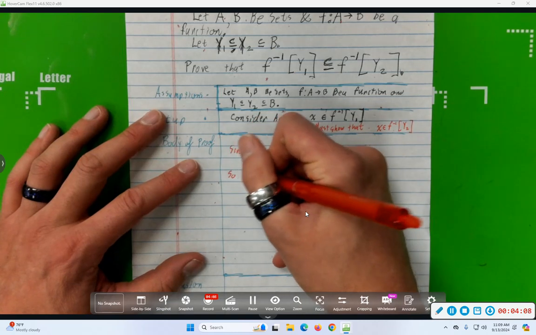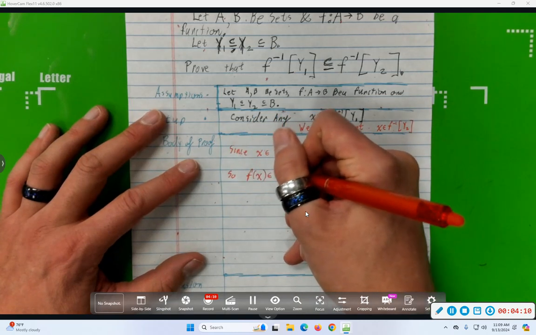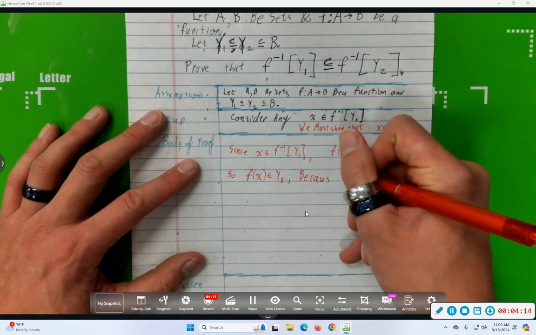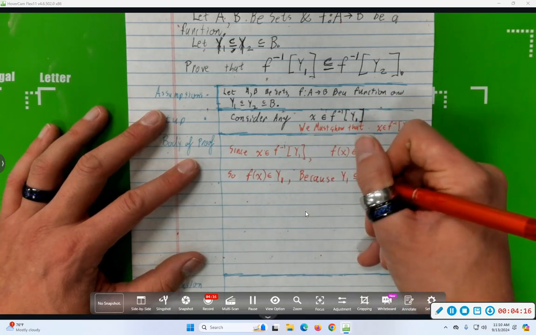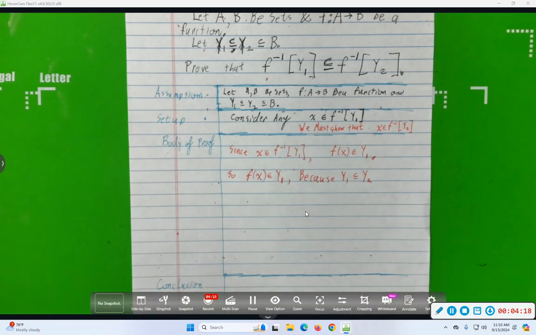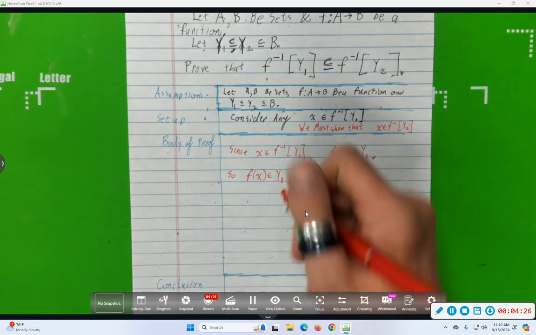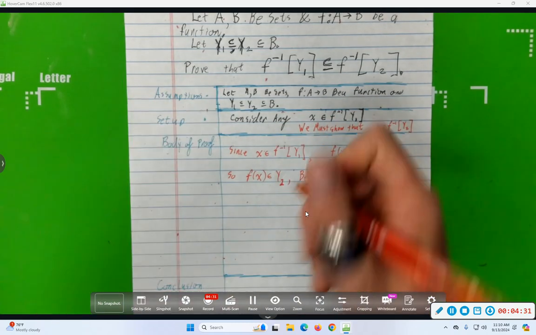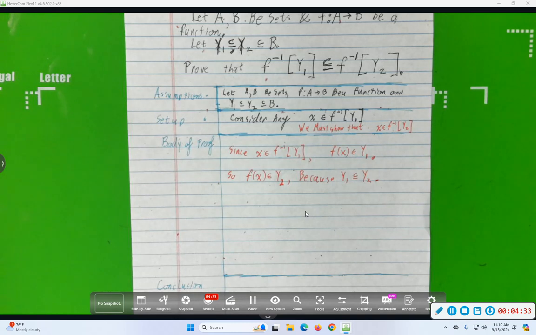So f of x is in y1 because y1 is a subset of y2. I like that. And that seems like a full sentence. Can we put f of x in y2? Yep. Which is, I believe, exactly what you said. All right, cool. That's nice.